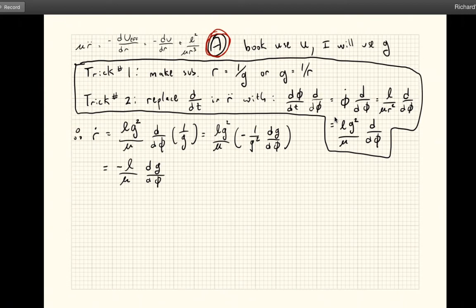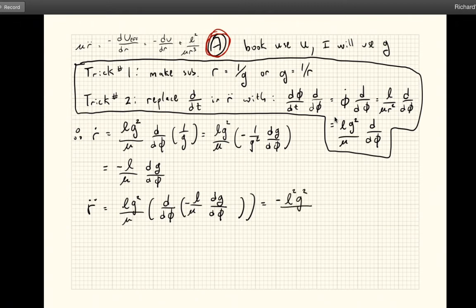But now we just have to do the same thing again to get r double dot. So r double dot is now equal to L g squared over the reduced mass times this whole thing again, d phi of what we already had for r dot, right? And that's just this, minus L over mu times dg d phi. That's equal to minus L squared g squared over mu squared times d squared g d phi squared. Okay, now we plug this.